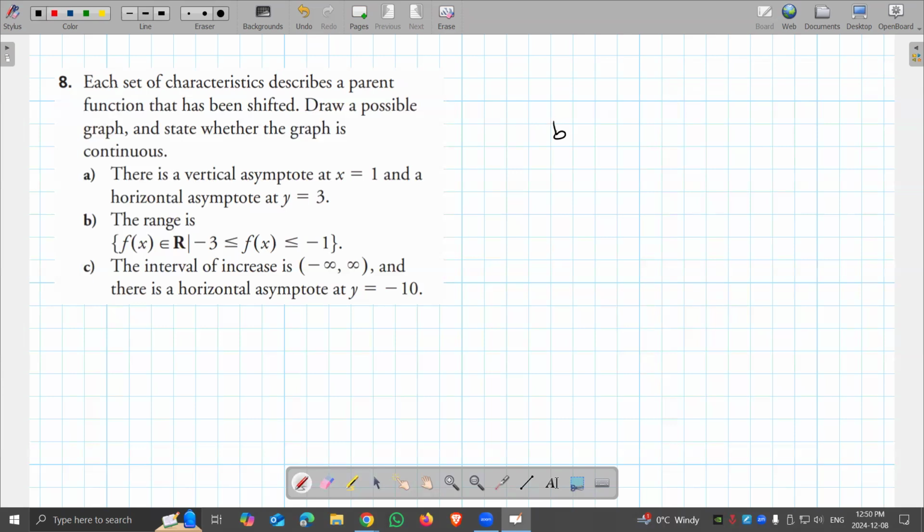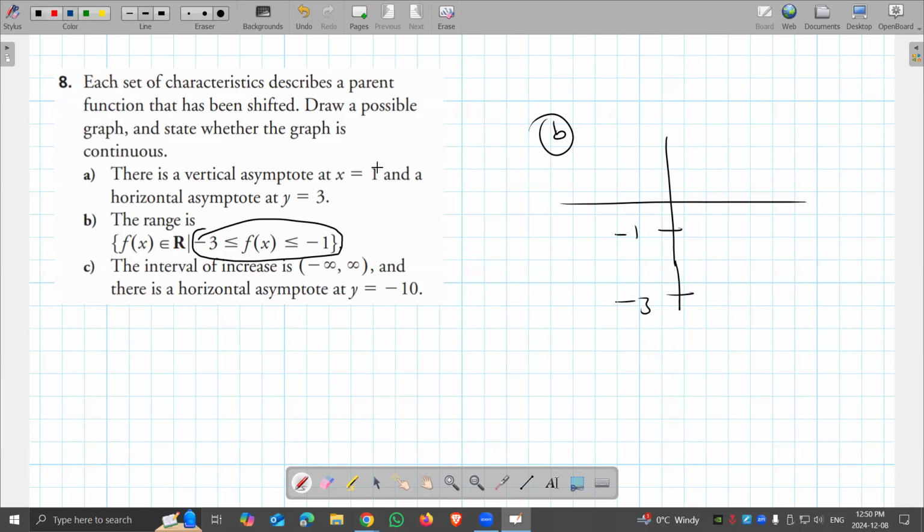Part B, again, look at this. The range is between two values. There is only one function that has a range between two values. Which one is it? It's a trig function, sine x. Sine x, exactly. So for this one, -1 to -3, sine always starts in the middle. So your sketch would look something like this. It goes on forever.